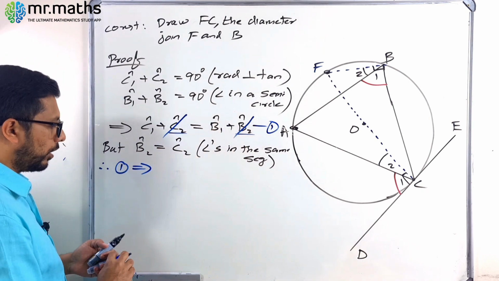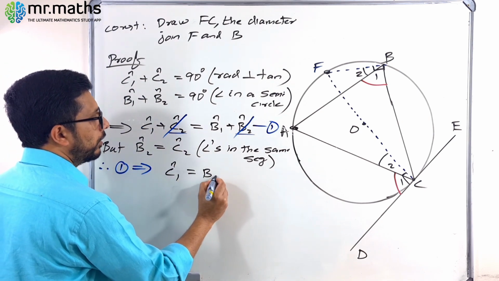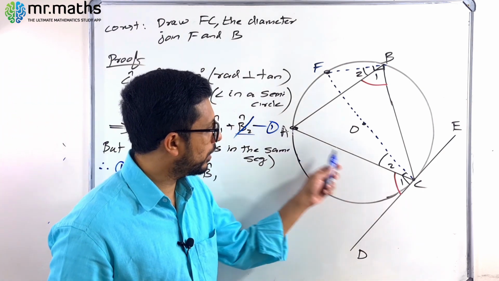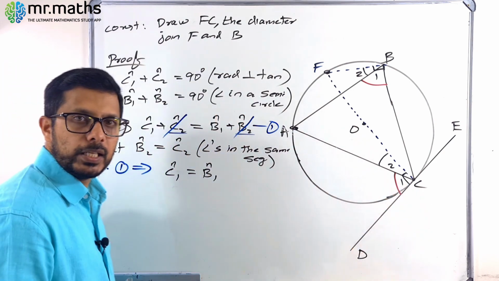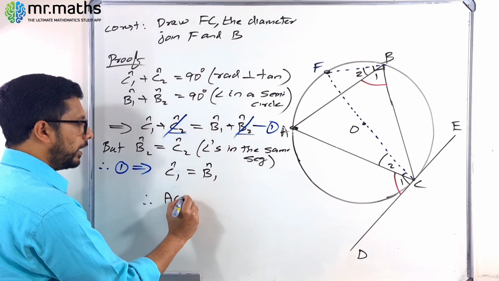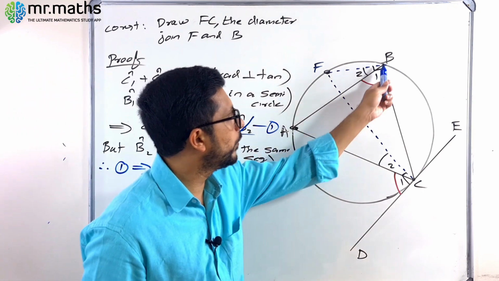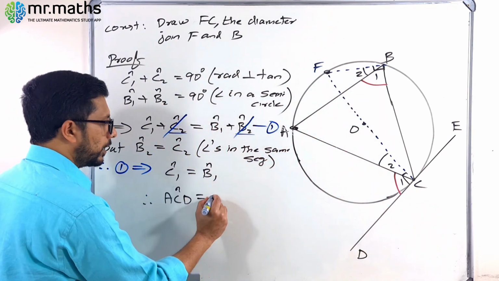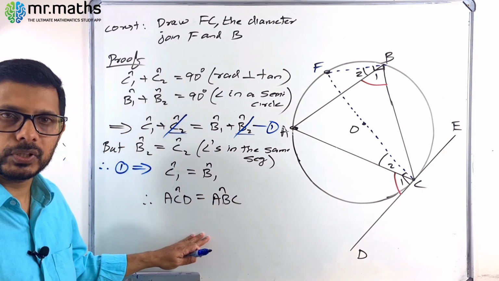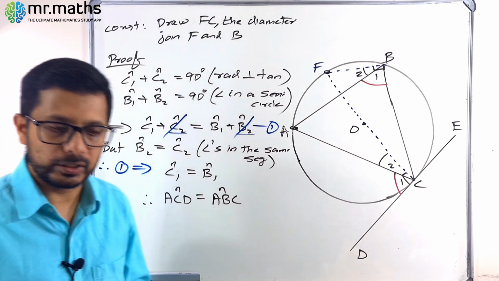So what is now our equation? Angle C1 is equal to angle B1. Is it not what we want to prove? This angle C1 is the same as angle ACD. And what is B1? B1 is this angle ABC. B1 is the same as angle ABC. Is it not what we want to prove? So this is the tan chord theorem. This is how you prove the tan chord theorem.